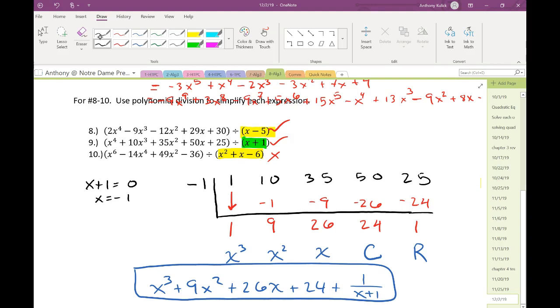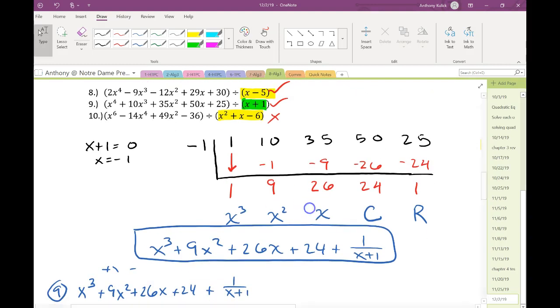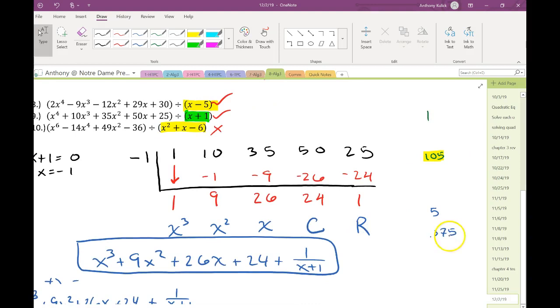Let's do it again here. Let's do the synthetic division for number 8. How's that sound to you guys? You don't mind. It's so easy.